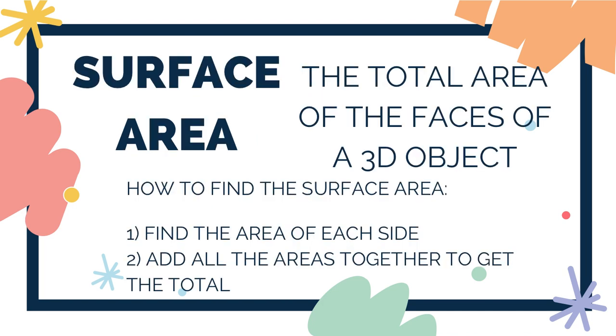So just to remind us, here's the definition of surface area. The surface area is the total area of the faces of a 3D object. So here's how to find the surface area. First, you find the area of each side, and then you add all the areas together to get the total.